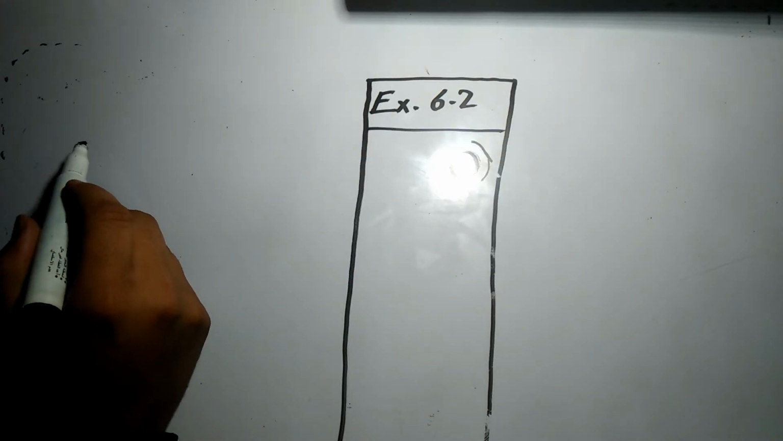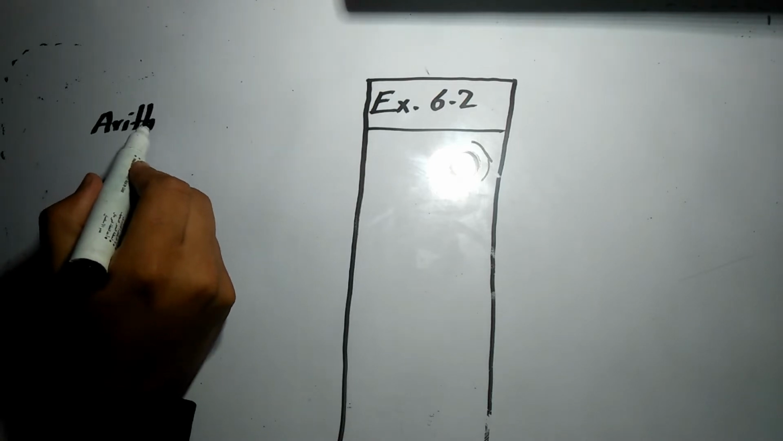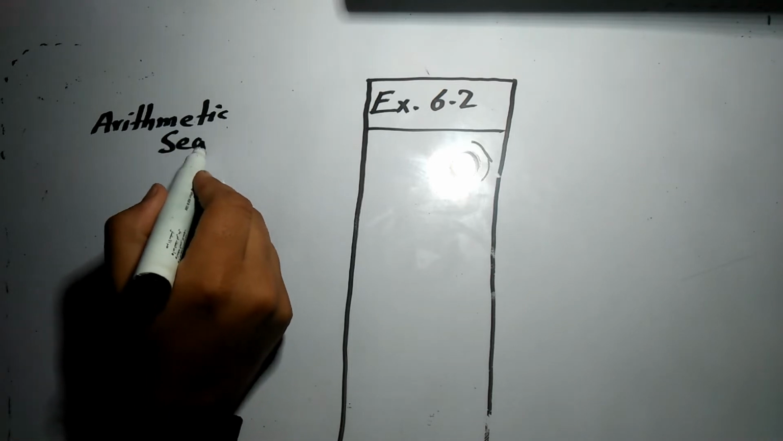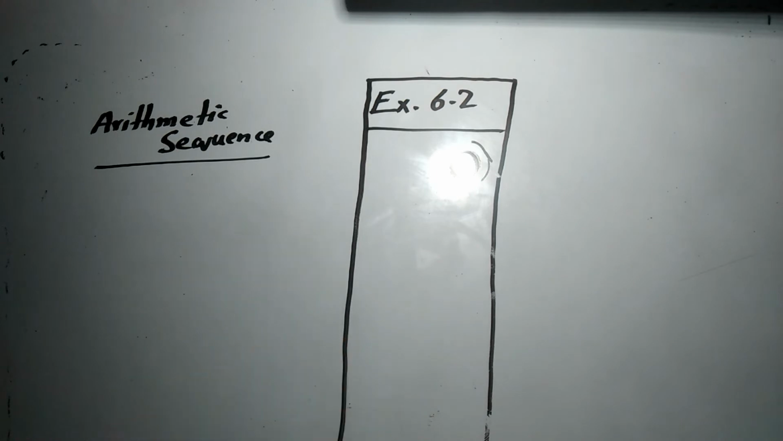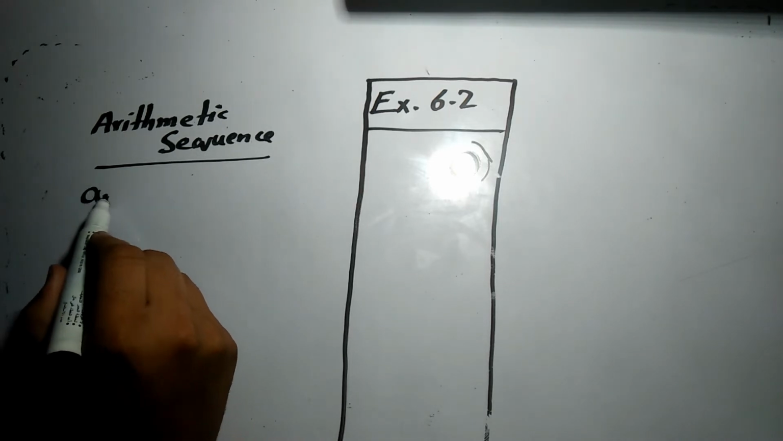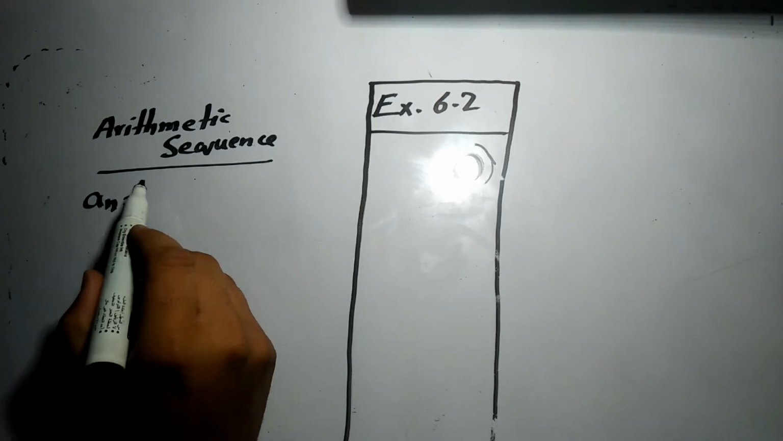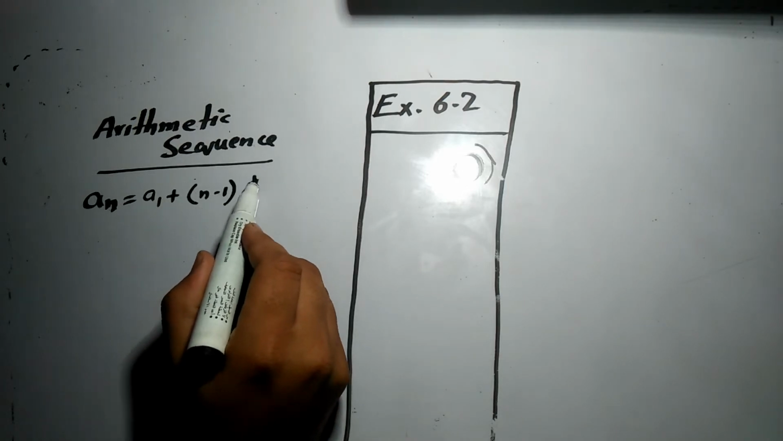Discuss about arithmetic sequence. So here in arithmetic sequence or in arithmetic progression, first of all, the formula is an is equal to a1 plus n minus 1 d.